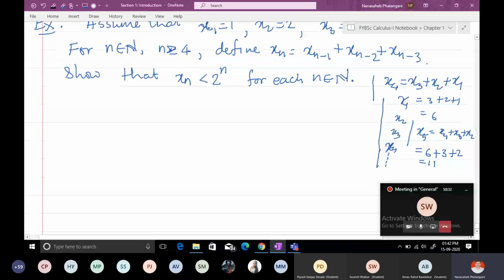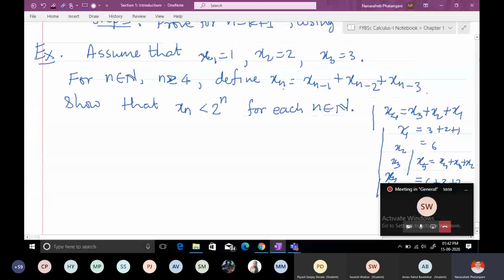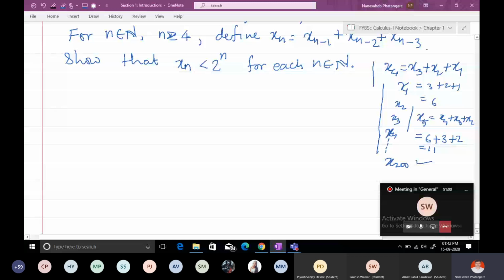So, can you get value of x6? Can you get value of x7? Can you get value of x100? Can you get value of x200? Yes, you need to do some calculations, but certainly you can find value of x200. Right, and therefore the expression which we have defined gives values of all xn's. Now what is our claim? Every xn is less than 2 raised to n. For example, what is x1? What is x1?